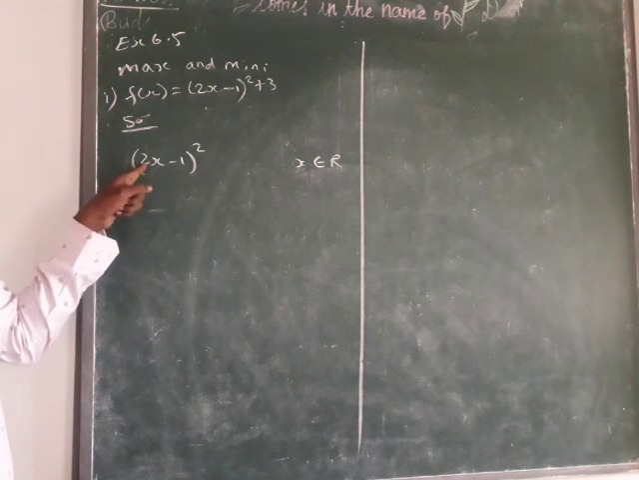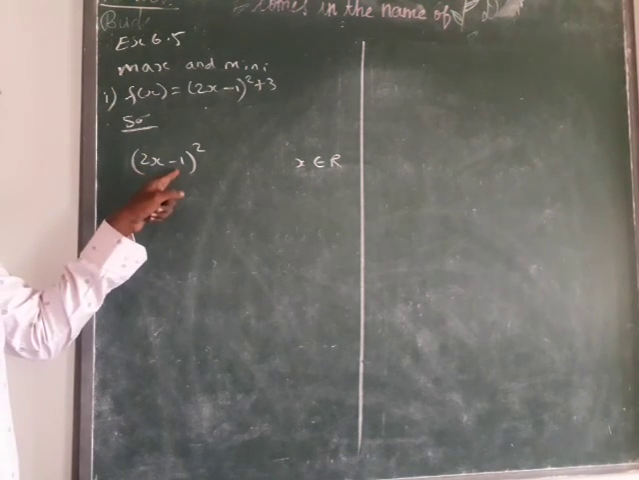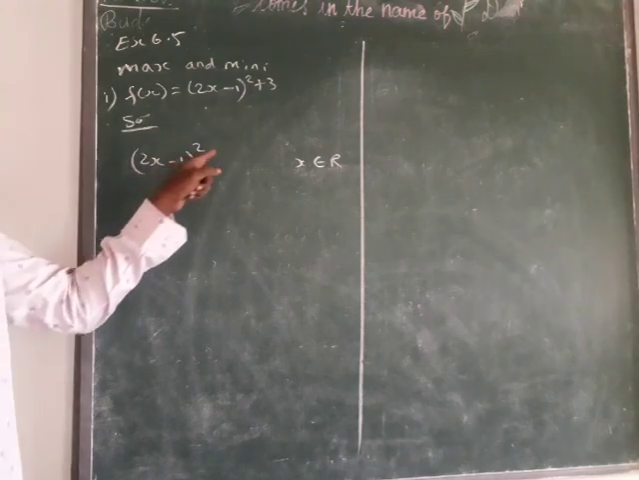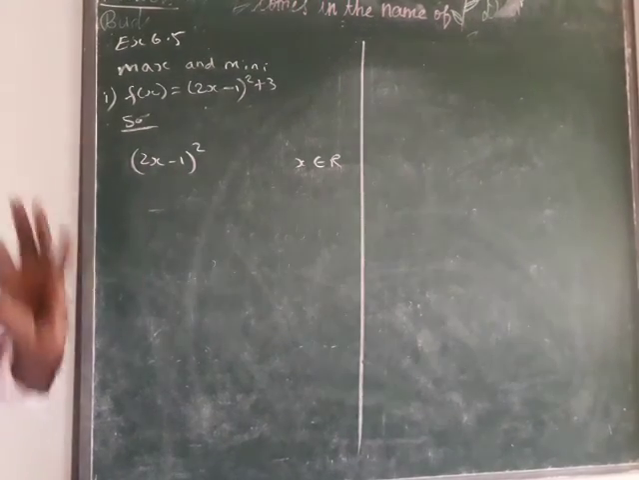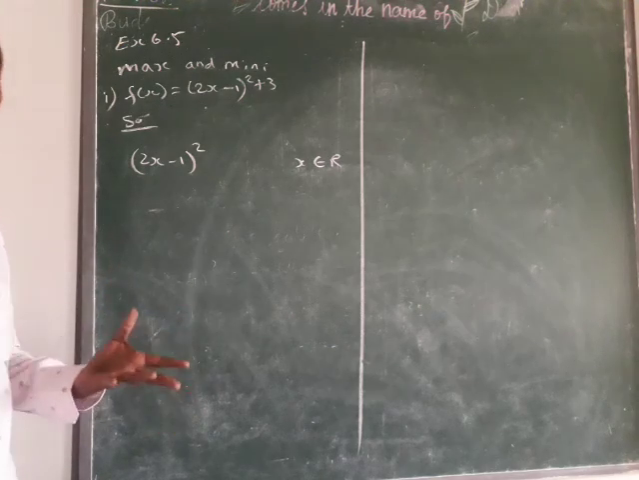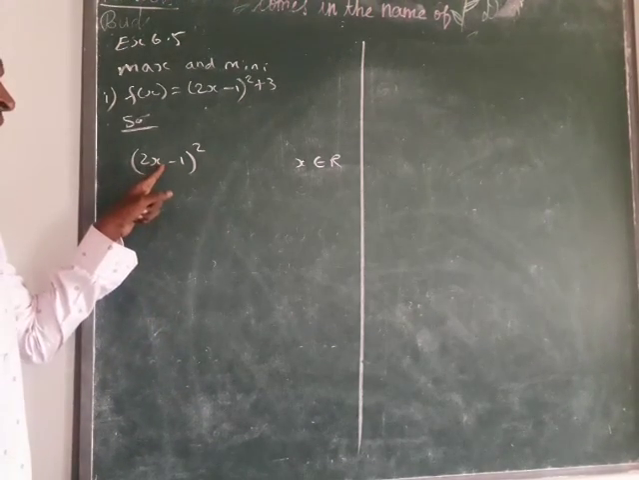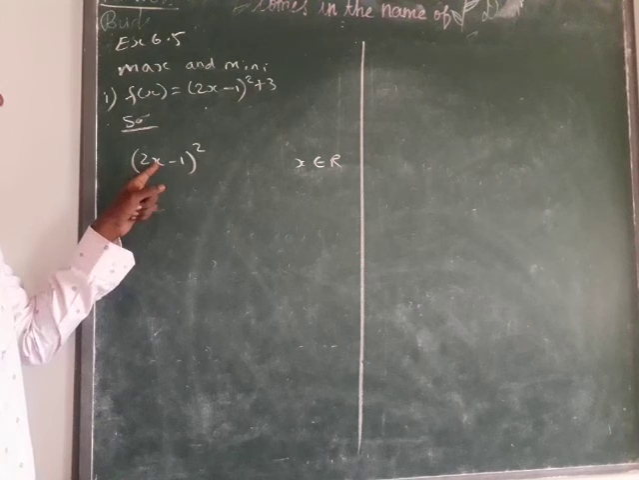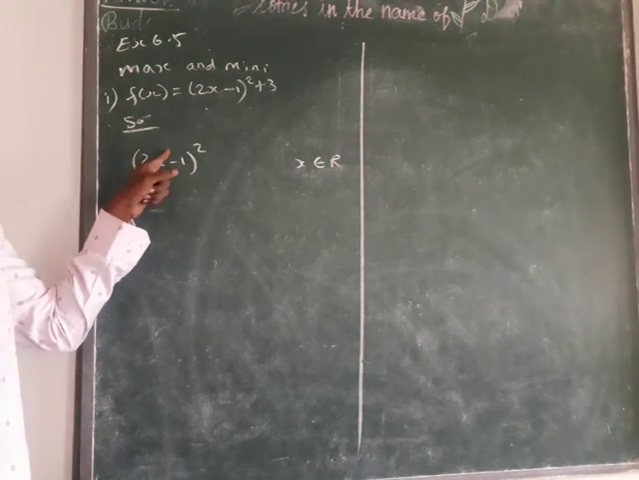So -2 into 2 is -4, -4 minus 1 is -5. Here the whole square is there, so finally I only get a positive number. There is no negative. Even 0, even if you substitute 1 here, what will come? You substitute 1, 2 minus 1 will come.